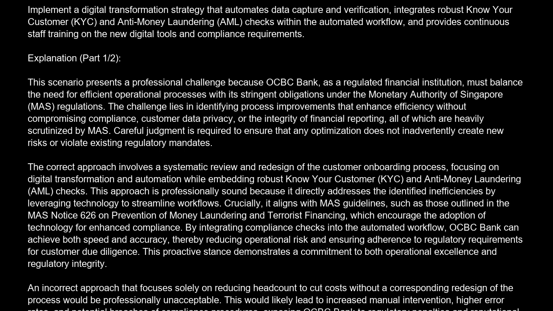By integrating compliance checks into the automated workflow, Bank can achieve both speed and accuracy, thereby reducing operational risk and ensuring adherence to regulatory requirements for customer due diligence. This proactive stance demonstrates a commitment to both operational excellence and regulatory integrity.